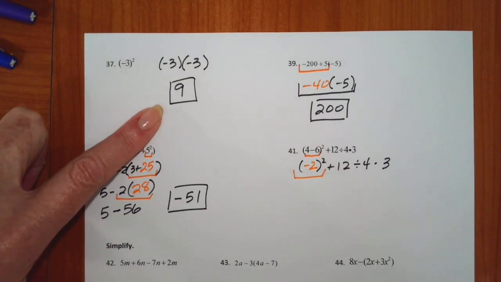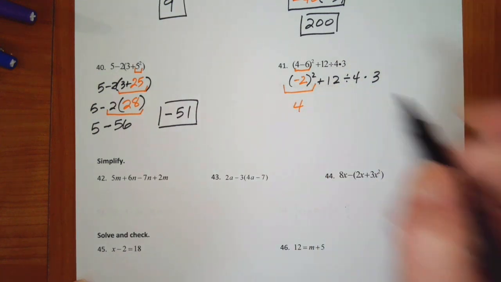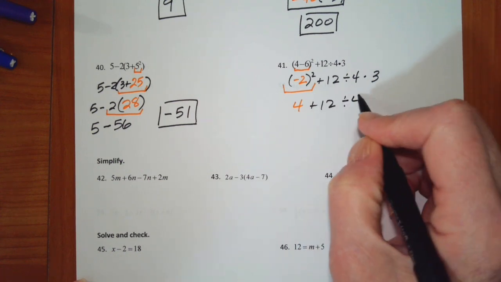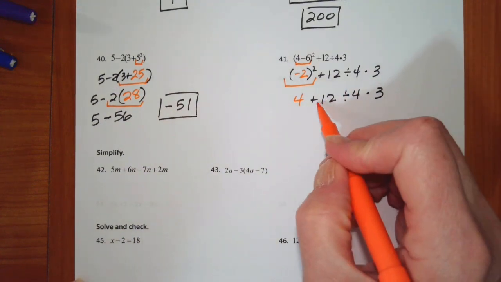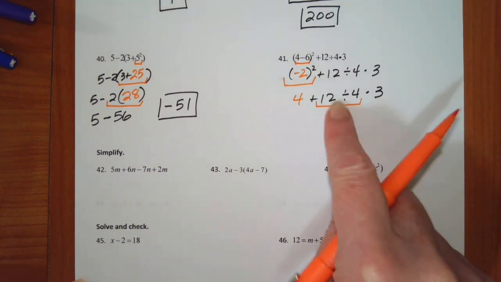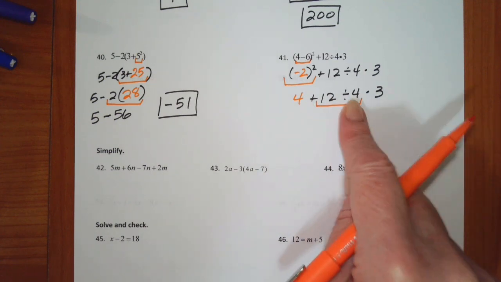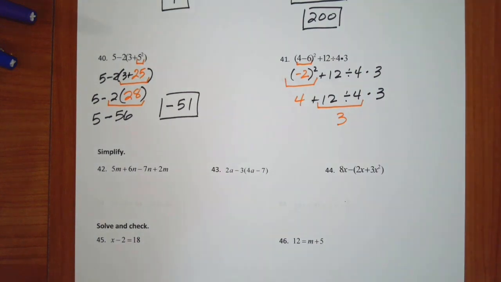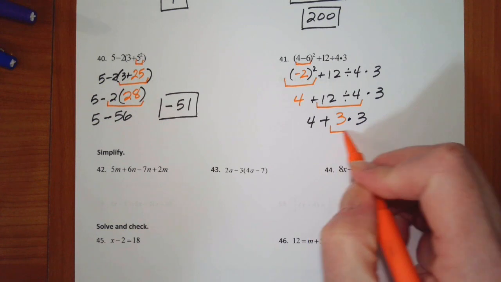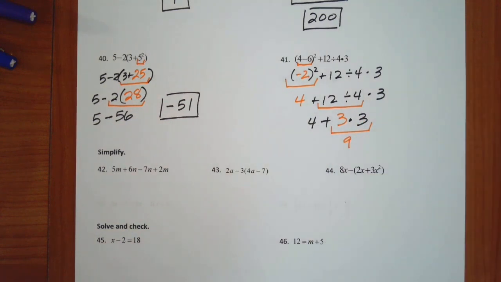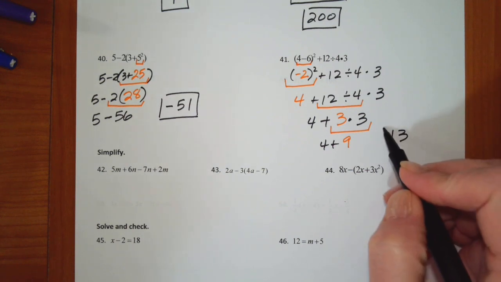Negative 2 squared, just like 37. This is negative 2 times negative 2, which is 4, plus 12 divided by 4 times 3. Now I have to do my division, because division and multiplication have the same weight. So 12 divided by 4 is 3. So I now have 4 plus 3 times 3. 3 times 3 gives me 9. And when I have 4 plus 9, my final answer is 13.